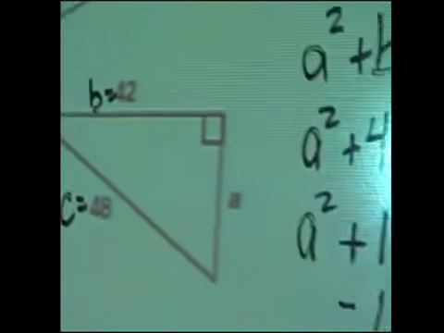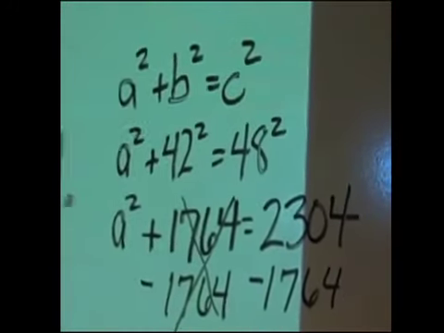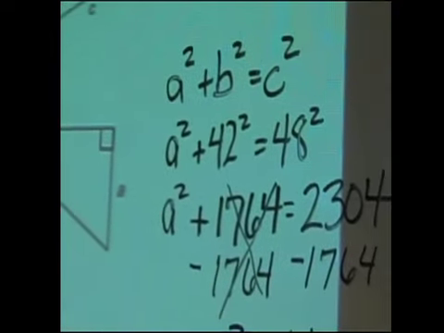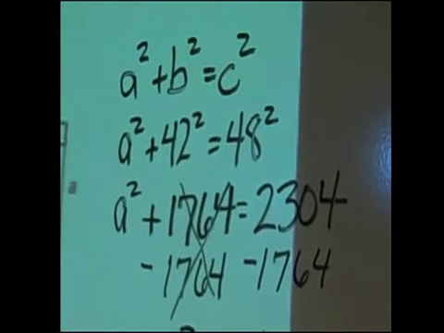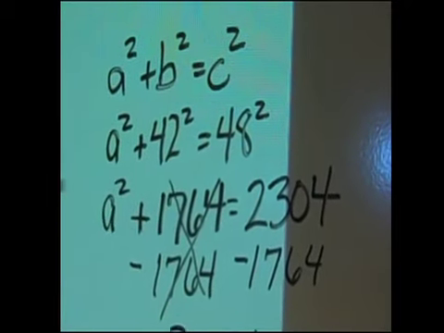As you can see right there on the board, you have A squared plus B squared equals C squared. A, that's the unknown length, so we leave that as the variable A. Plus 42 squared, because 42 is your B, equals 48 squared. So now you're going to solve it just like the equations before.